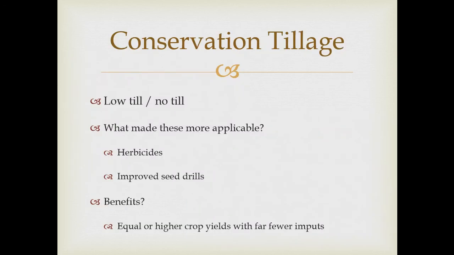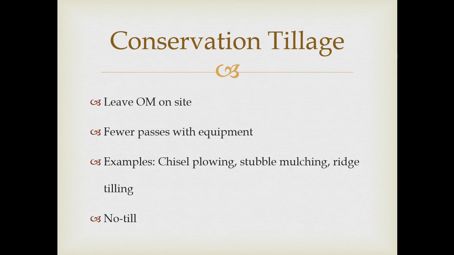Conservation tillage practices, whether it's low till or no till, have been more applicable due to modern herbicides and improved equipment that can plant and cut through the plant material that's left on site. And the benefits, we usually see equal or even higher crop yields with fewer inputs. At times you may see a lower crop yield, but you have to remember that you have lower inputs, and so the net profit of the farm is often still increased.